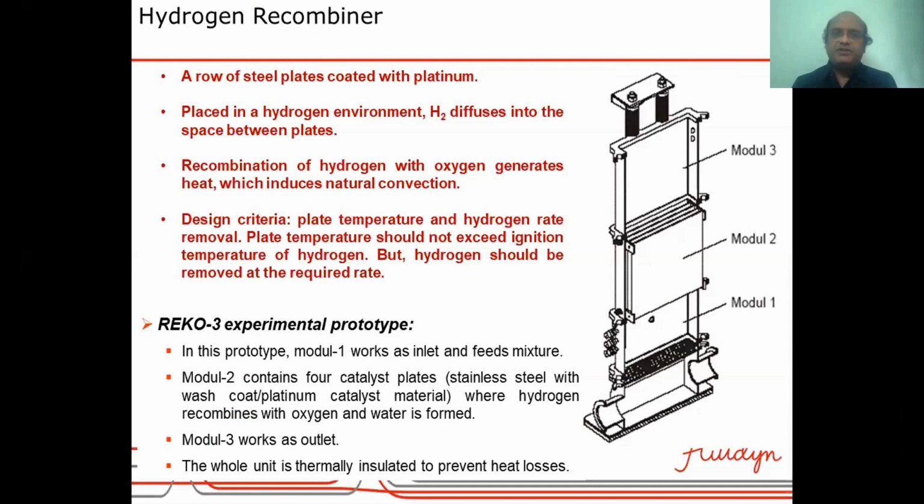Even though the rate is slow, the reaction is still exothermic. Still heat is released. So the design should be such that this heat release should not increase the temperature beyond the auto-ignition temperature of hydrogen. If that happens, it can ignite the remaining hydrogen-oxygen mixture.